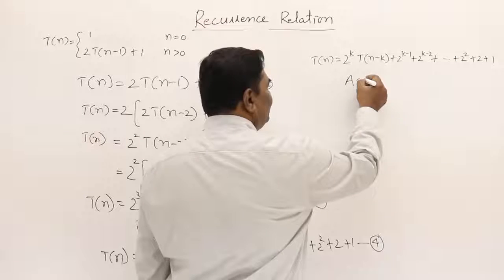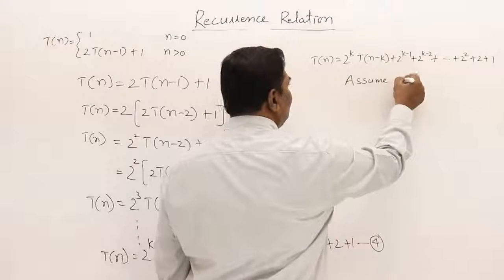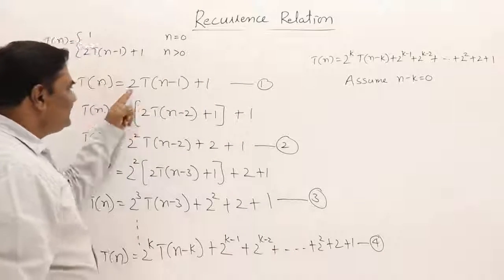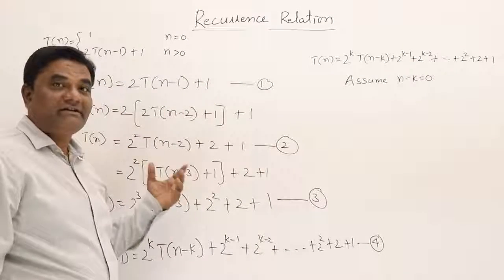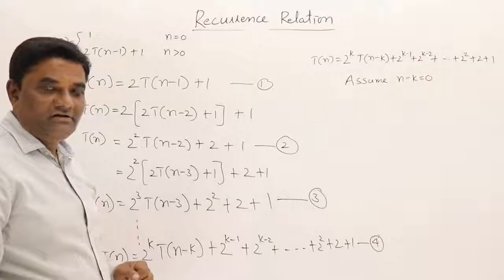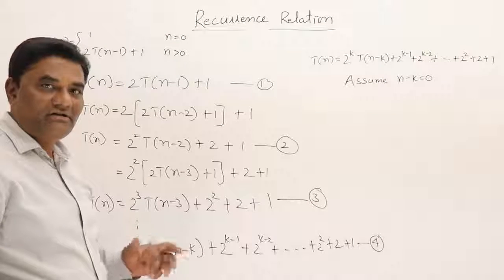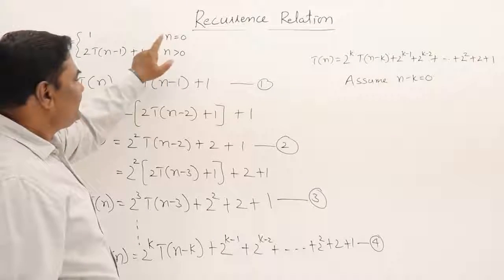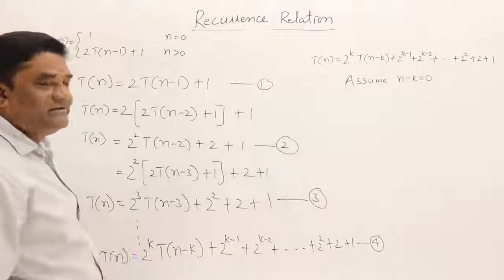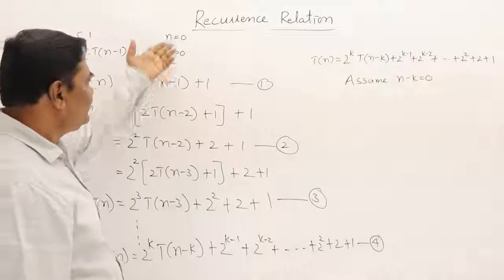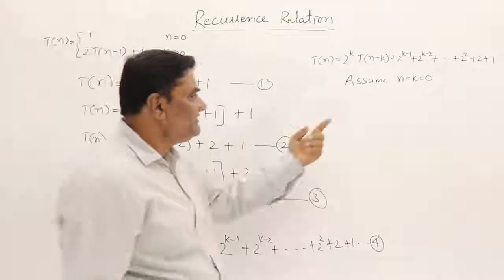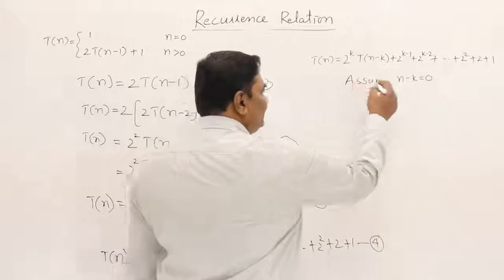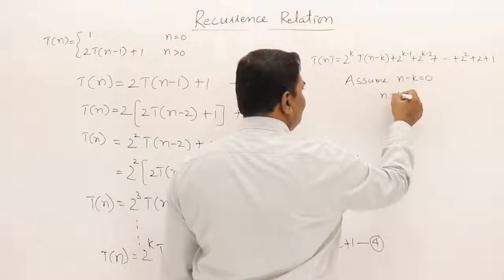We always assume n minus k is 0. See, all these are decreasing functions. n is reducing, subtracting functions, right? Decreasing function. So in this one, we are always taking T of 0 and getting it as 1. When n is equal to 0, that is the smallest value. So we assume that this n minus k has become 0. So when this is 0, n is equal to k, right?